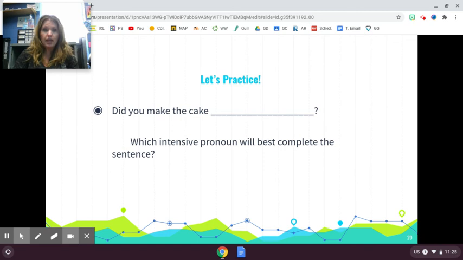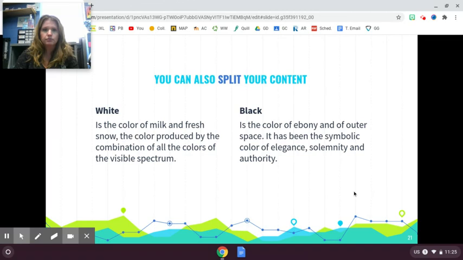Did you make the cake? Which intensive pronoun will best complete that sentence? Yourself is what you should have put in there. Did you make the cake yourself?